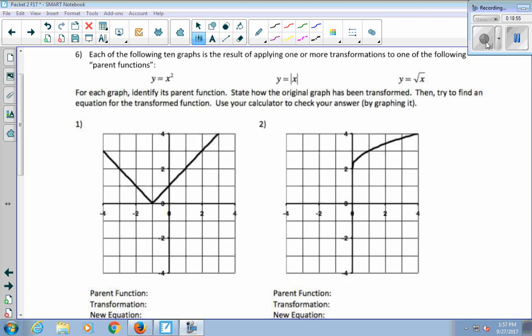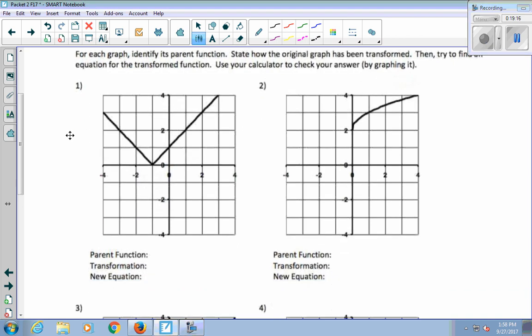Okay, here I have 3 different parent functions. And each of these graphs is the result of applying one or more transformations to one of those parent functions. So for each graph, we want to identify the parent, state how the original graph has been transformed, and then try to find an equation.